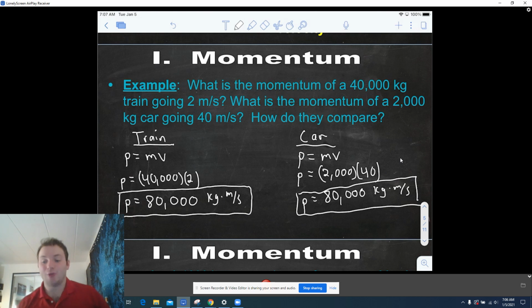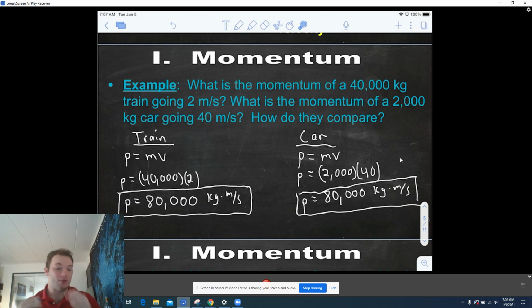All right. So now if we want to compare the two, obviously they're the same. So let's start thinking about physically what momentum means. Originally you would think, hey, this train is way heavier. That's going to have more momentum. That's the right idea because more mass means more momentum. But you'll see the car had to be going way faster to have the same amount of momentum, just to catch up.